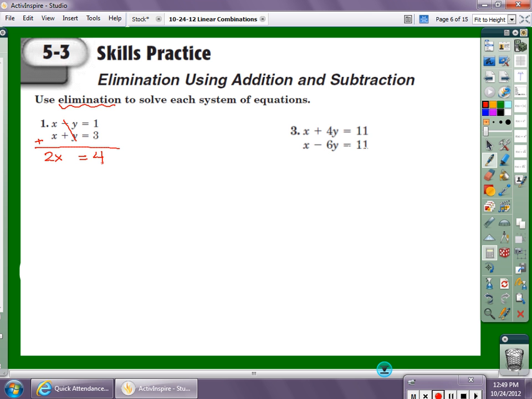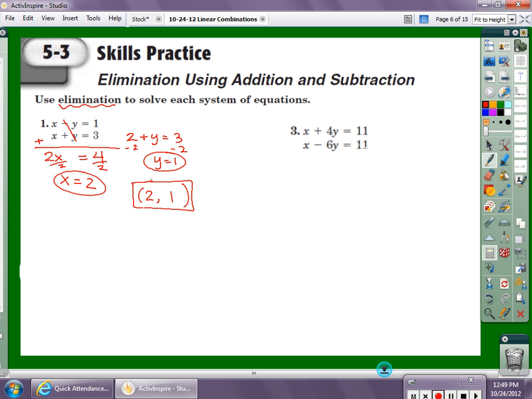I already have a one-step equation, 2x equals 4. Divide both sides by 2 to get x equals 2. And that's half my answer. Now in order to get my whole answer, I need to plug 2 back in. I'm going to use this equation. So I plug 2 in for my x, 2 plus y equals 3. Subtract 2 from both sides, and y equals 1. So my solution to this system of equations, if I were to graph that, the point where they intersect would be (2, 1). And that would be my solution.